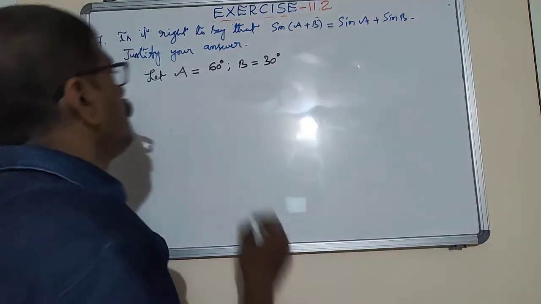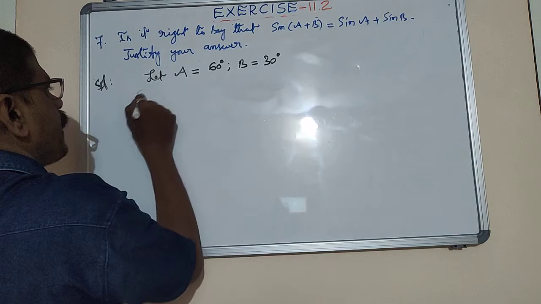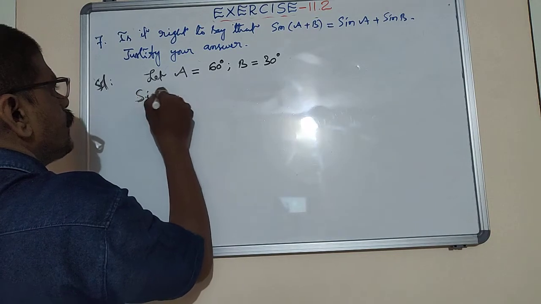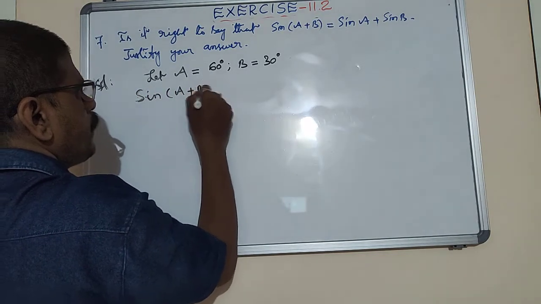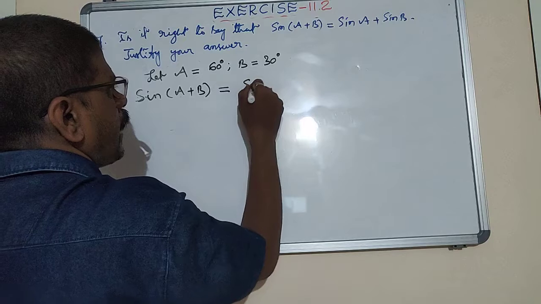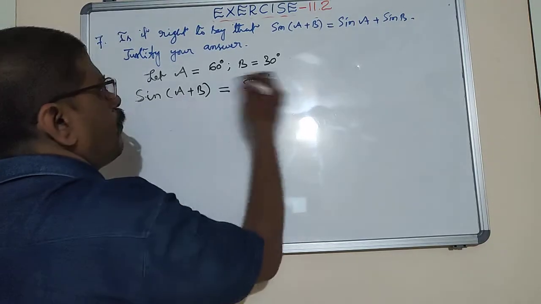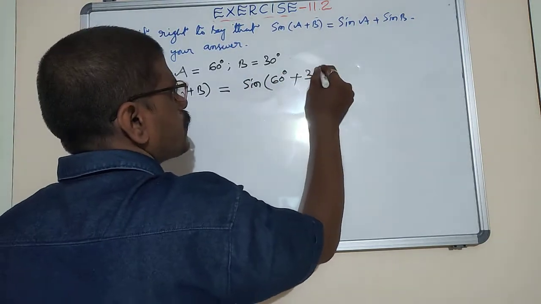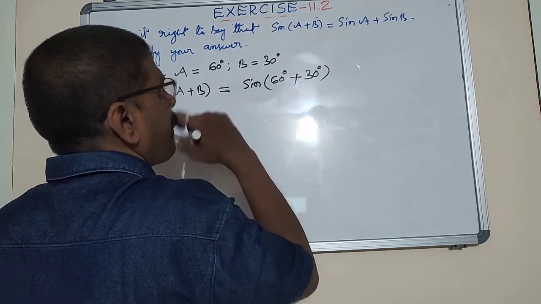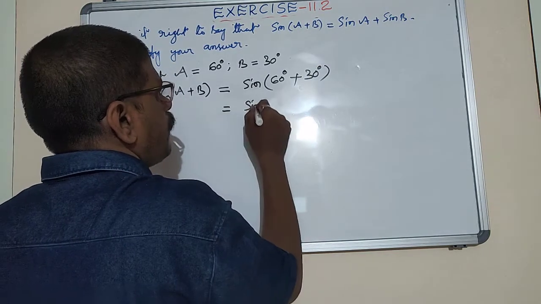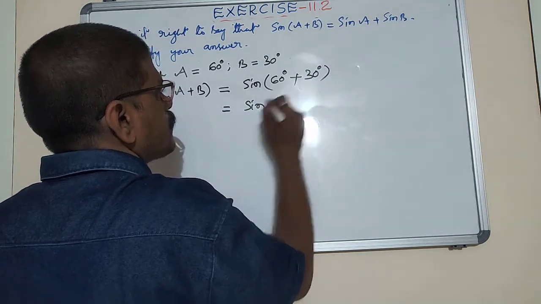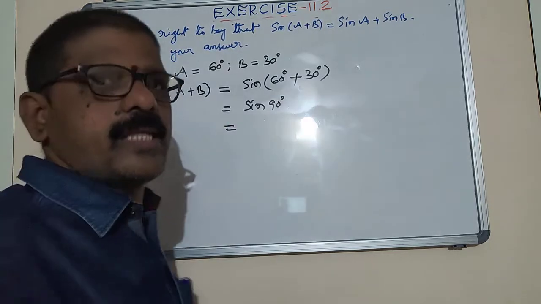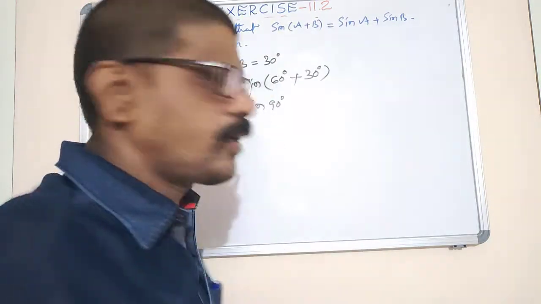Okay. Now first we take sin(A+B). So sin(A+B) means sin, replace A by 60 degrees plus B by 30 degrees. That is equal to sin 90 degrees. What is the value of sin 90 degrees? We know that it is 1. Clear?